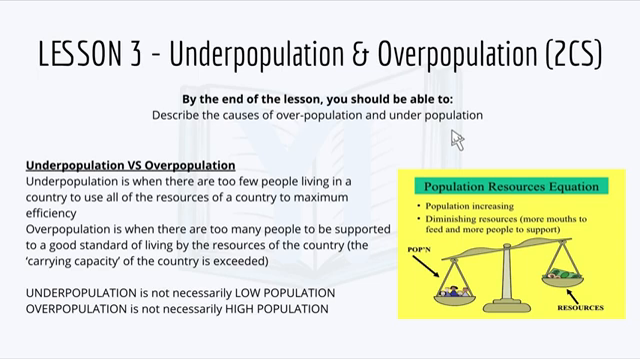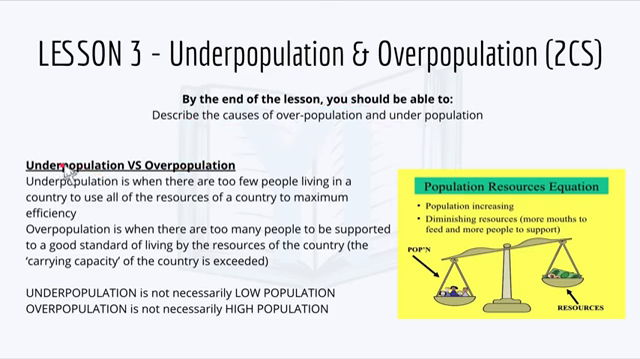And today we have lesson 3 of the theme population, which is underpopulation and overpopulation, which includes 2 case studies which we will look into later. And by the end of the lesson, you should be able to describe the causes of overpopulation and underpopulation.